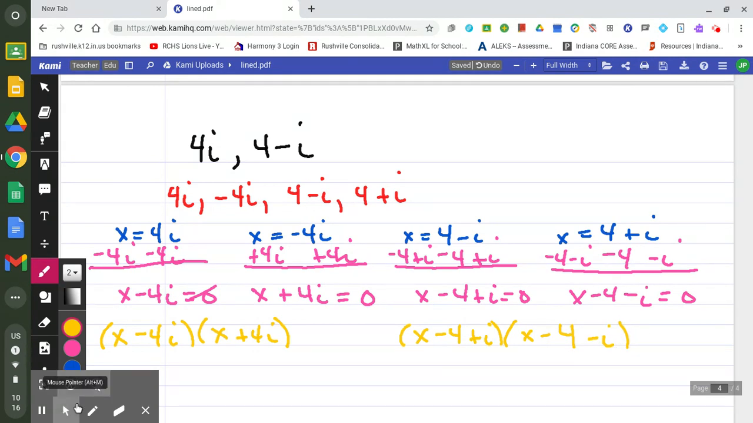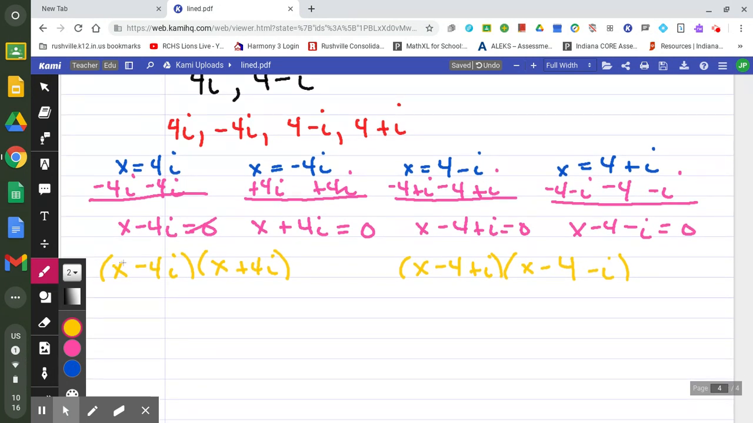Okay, so on this side, my x times x gives me x squared. My 2 middle terms are going to cancel out, so negative 4ix plus 4ix. And then I've got negative 16i squared. So again, my middle terms cancel. So I have x squared minus 16 times a negative 1. So x squared plus 16.